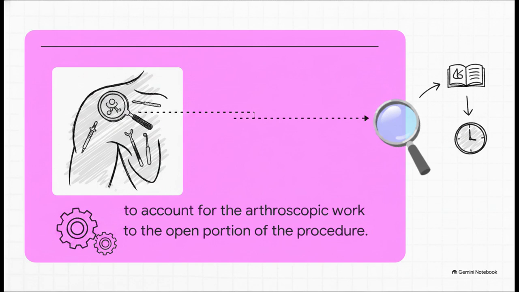Modifier 22 stands for Increased Procedural Services. You append Modifier 22 to the open procedure code, so either 23410 or 23412, to explicitly account for that substantial diagnostic and arthroscopic work that was performed right prior to the open conversion.